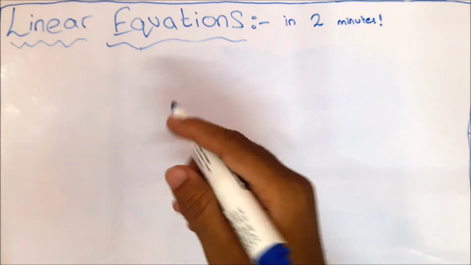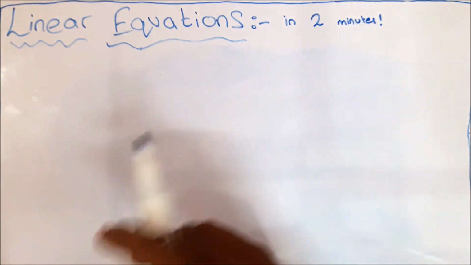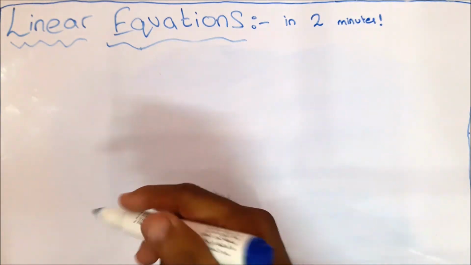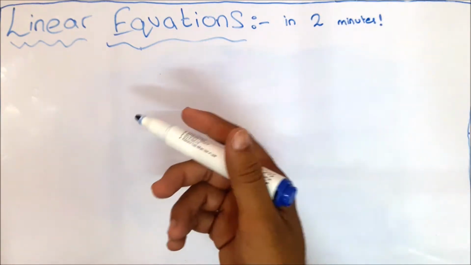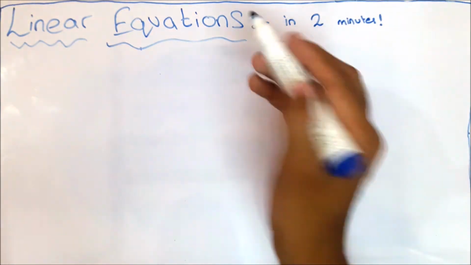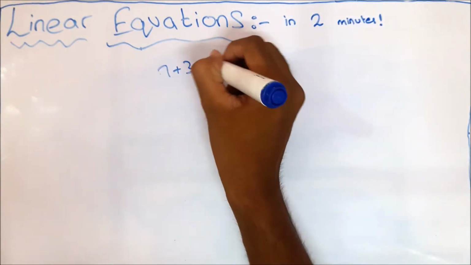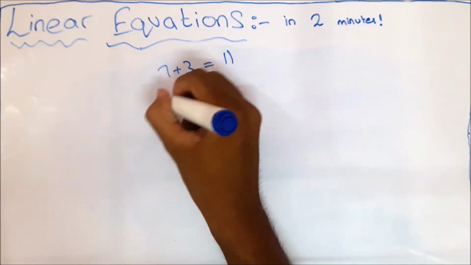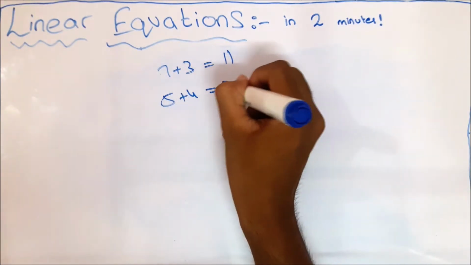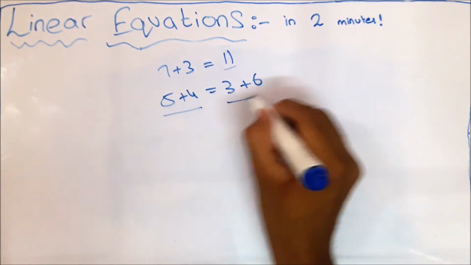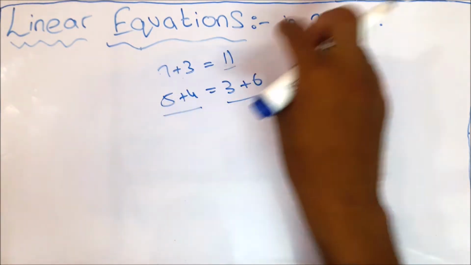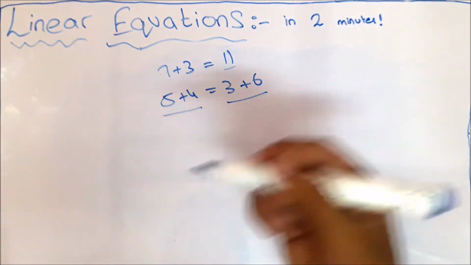Alright, in this video we will talk about linear equations, what linear equations are. To understand linear equations, we first need to know what equations are. An equation is some expression which has both the sides equal, like 7 plus 3 is equal to 11, or 5 plus 4 is equal to 3 plus 6. This is also 11, this is 11, this is 9, and this is also 9. This equals that, this equals this. Or it is an expression to show how equal sides relate.